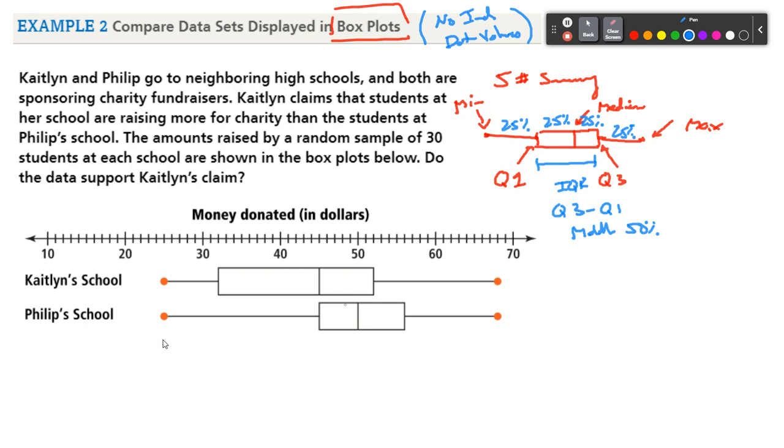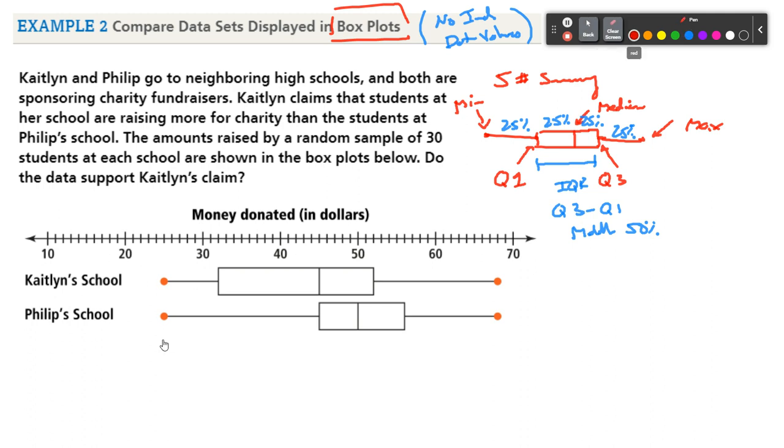Okay, so let's take a look at this example. It says, Caitlin and Philip go to neighboring high schools and both are sponsoring charity fundraisers. Caitlin claims that students at her school are raising more for charity than the students at Philip's school. The amounts raised by a random sample of 30 students at each school are shown in the box plots below. Do the data support Caitlin's claim?